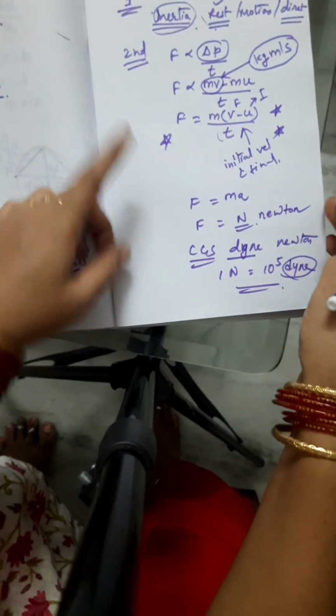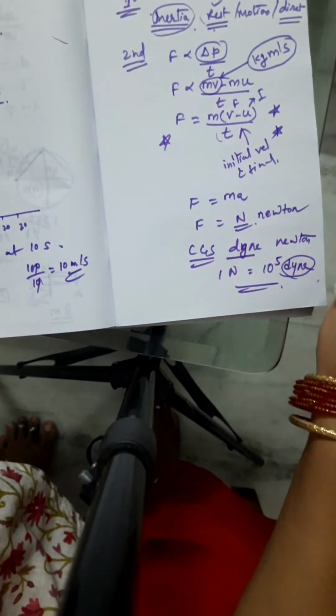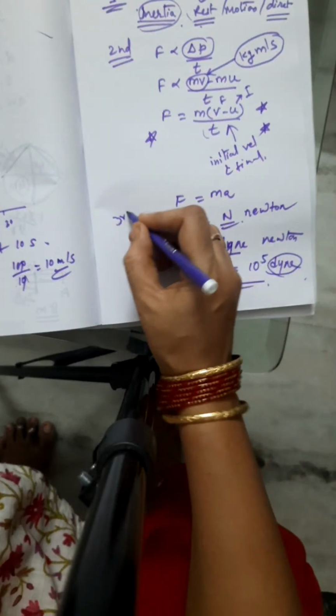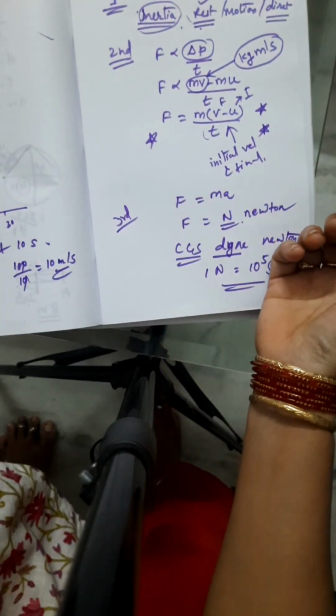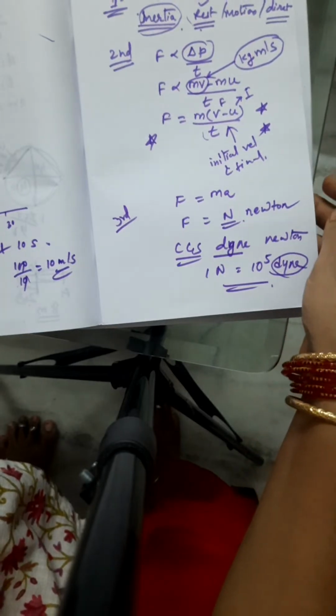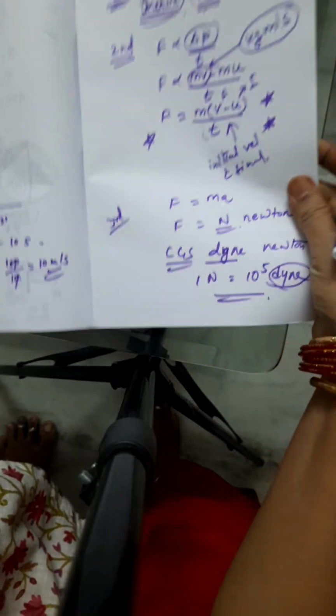Now, next topic, this is the second law. First law we covered, now second law. From the second law, we get the definition of force. From the first law, we get the definition of inertia. And the third law: to every action, there is an equal and opposite reaction. Action and reaction are equal and opposite to each other. Third law is only example based, you need not worry about that. And the third law gives us the conservation of momentum.